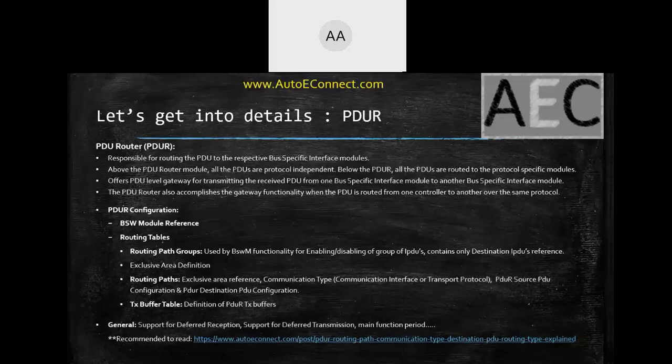From the PDU router, generally all the modules above it will be either COM, or in case of multiplexed PDUs, IPDUM. And below PDUR you will have the bus specific modules like CANIF. In case of Ethernet, we'll have the socket adapter, and in case of diagnostics, you can have the CAN TP and all those things.